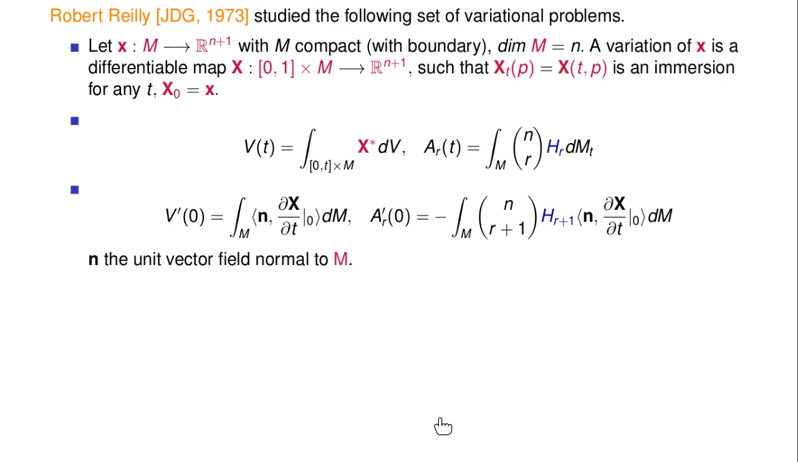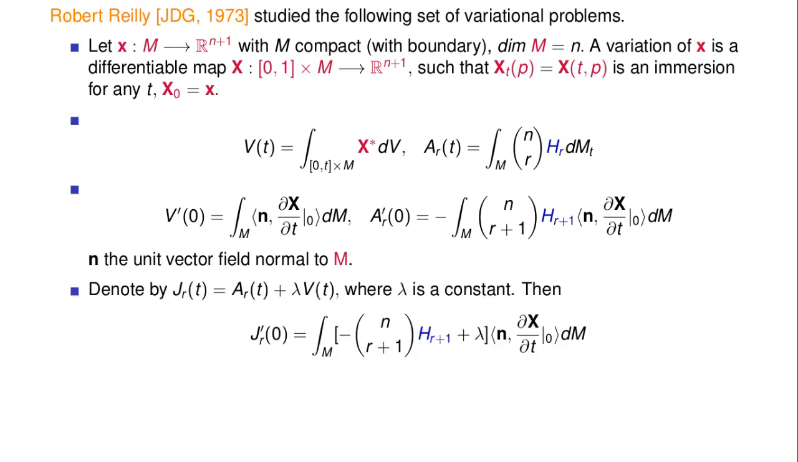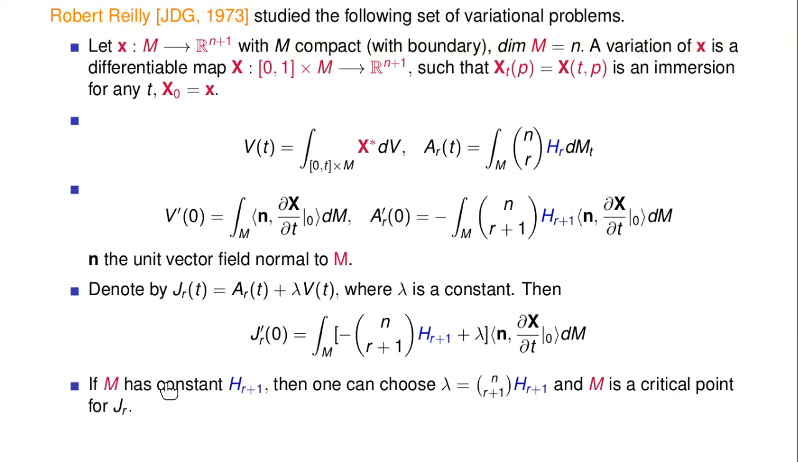And then you can denote by J_r(t) the r-area A_r plus lambda V(t), where lambda is a constant. And then it's very easy to see that J_r prime is this integral, this number times this scalar product. And of course, if M has constant curvature H_(r+1), then one can choose lambda equal to n times the binomial of n and r+1, times H_(r+1), and M is a critical point of J_r.